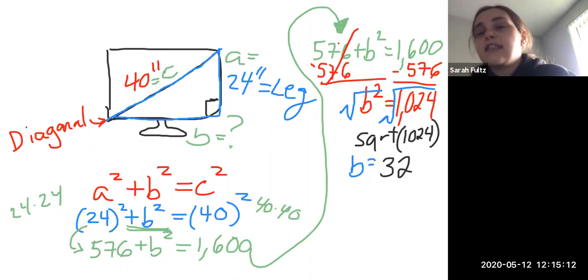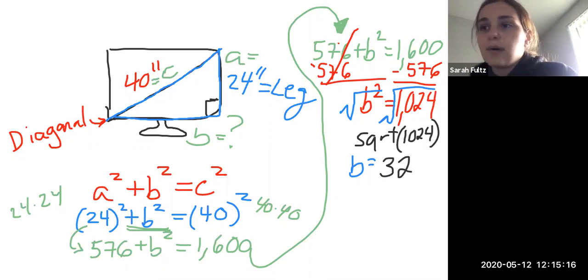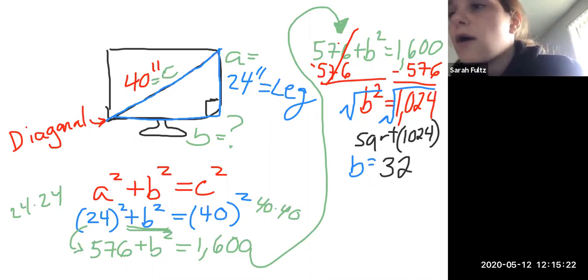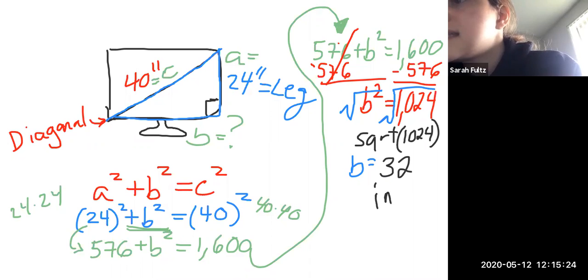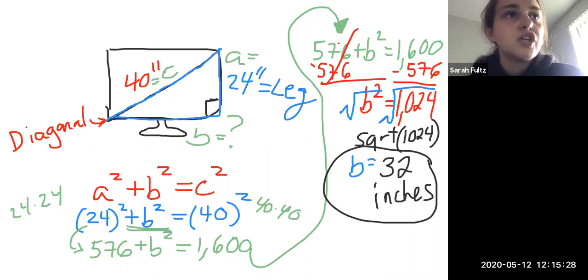Remember, we only take the positive answer because the negative answer isn't possible. We couldn't have a TV that's negative 32 inches wide. So we always want to include our units. This is inches, and this is our final answer.